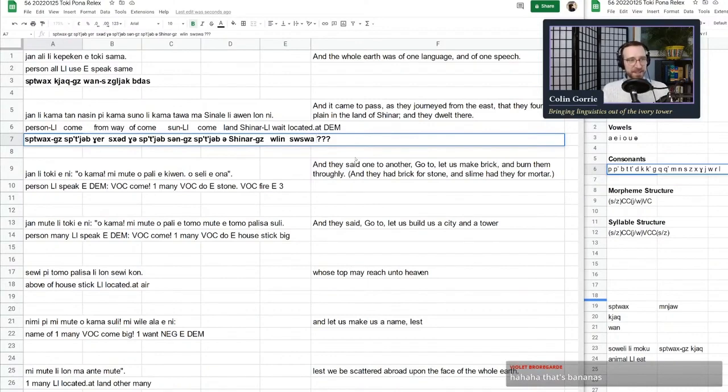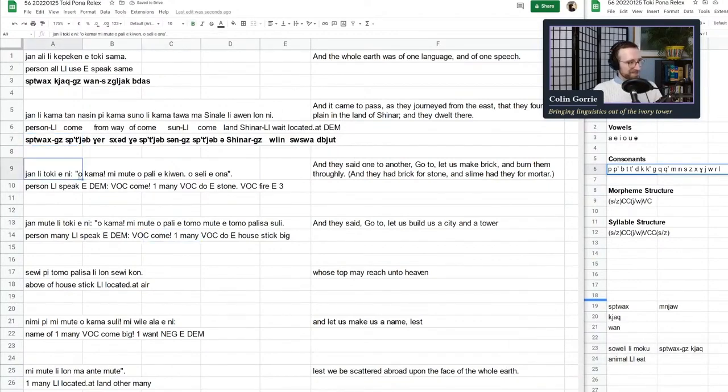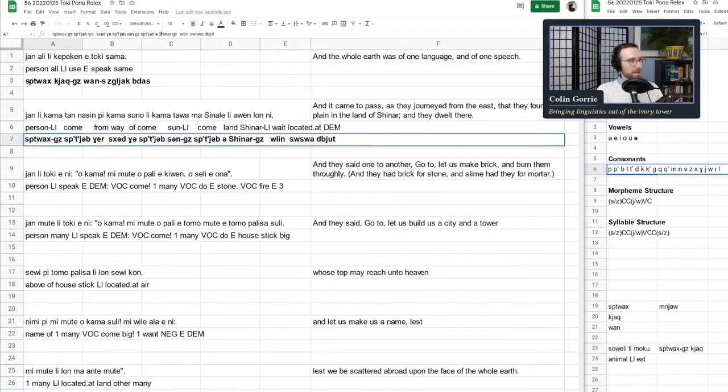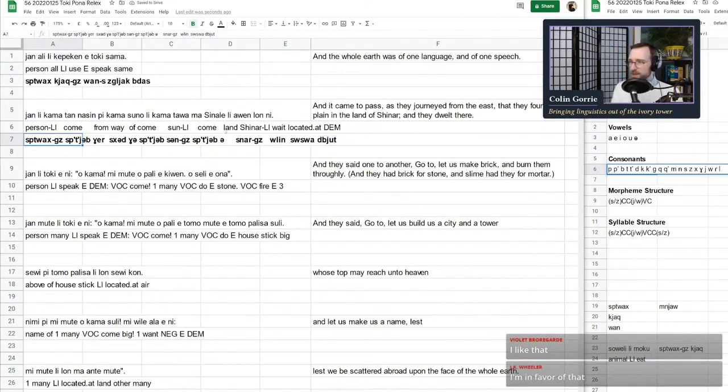So maybe, I don't know, maybe butte. So the whole sentence: Sptwags sptjub ger schud sptjub songs sptjub shinargs lean swa debut. Yeah, we could actually aggressively. So I just didn't do anything with this, but I think we could just have it be snar, and that would be fine. Snar. Okay, there we go.